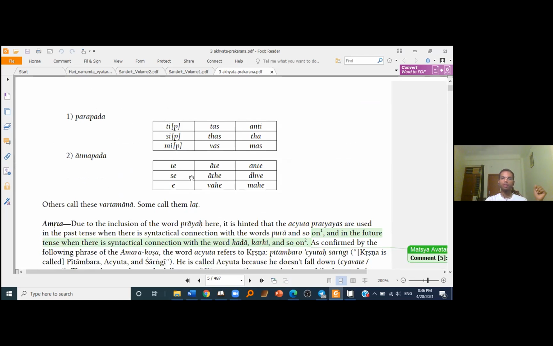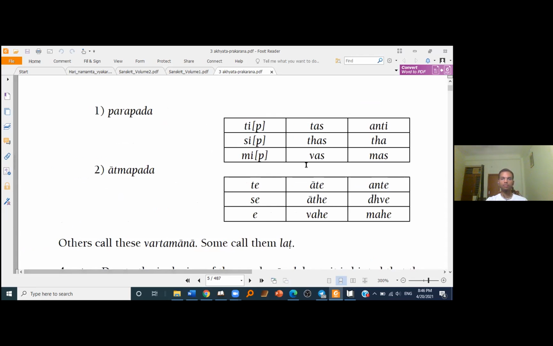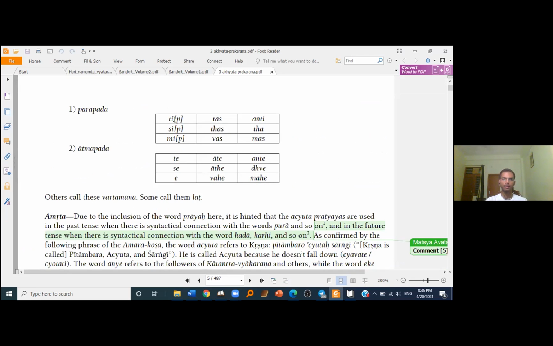Tip tas anti, again the same thing here. The letters in these brackets, they are anubandhas. Anubandhas: eti gacchati na tishtati iti it anubandhascha. So finally, it's deleted, like we had in Sumauja Samoshas ityadi. Tiptas anti sipthastha mipvasmas te ate ante se athe dhve e vahe mahe.